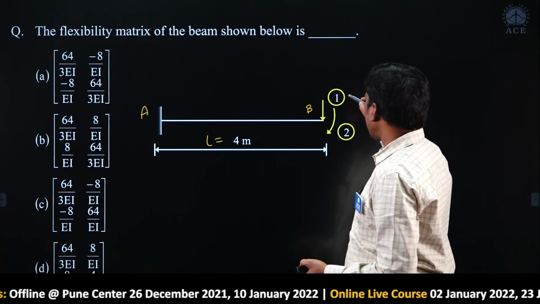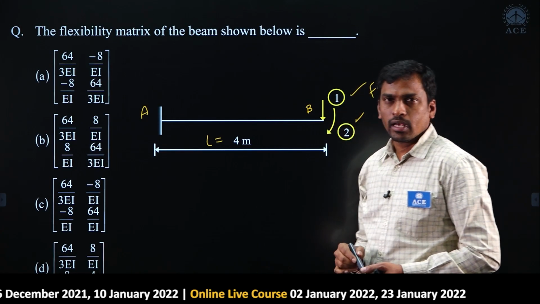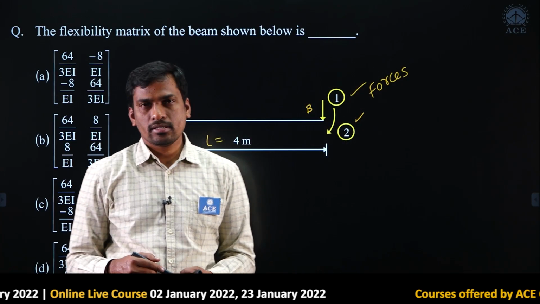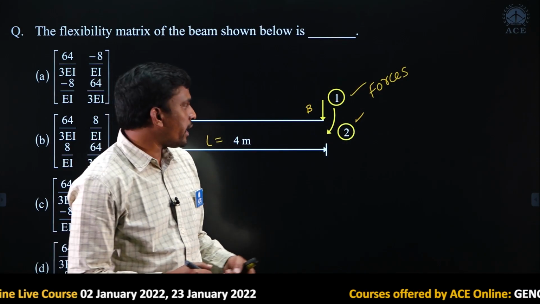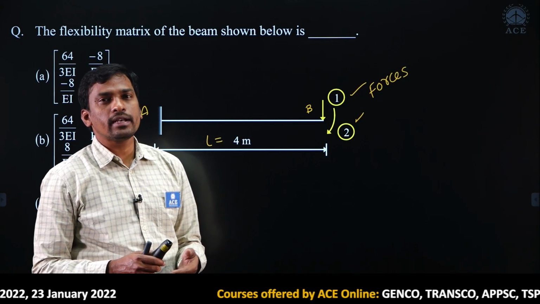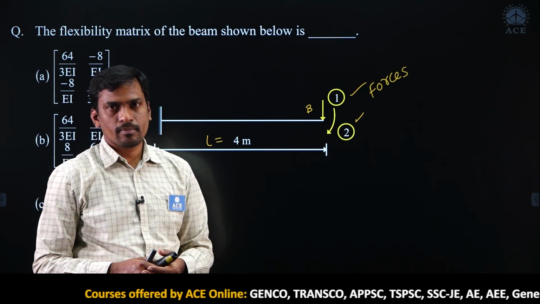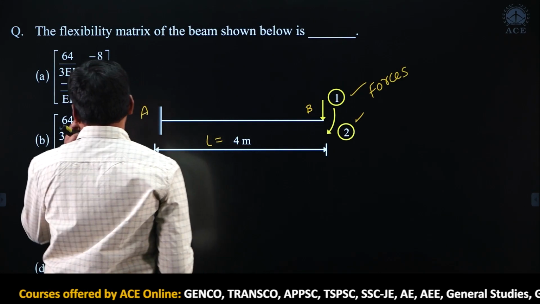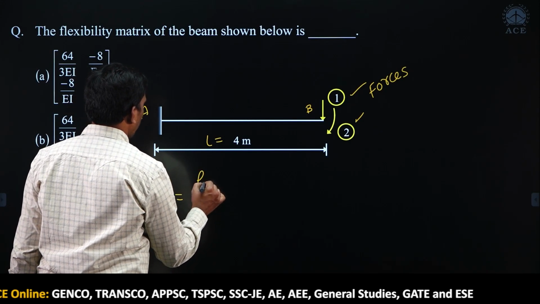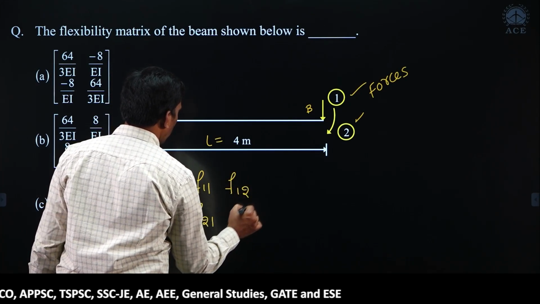Now this coordinate 1 and coordinate 2 are forces, because this is a flexibility matrix, right. If it is a stiffness matrix, coordinate 1, coordinate 2 are displacements, kinematic indeterminacy, okay. But here coordinate 1, coordinate 2 are forces, because in flexibility matrix, forces are treated as unknowns. And he is asking to generate the flexibility matrix. Then F equals F11, F21, F12, F22.